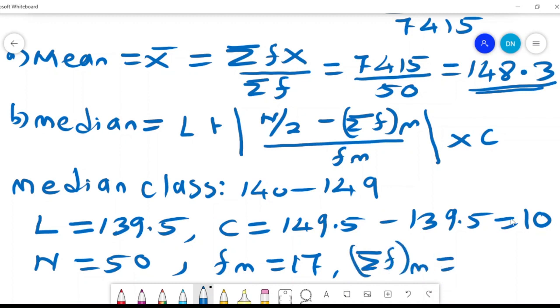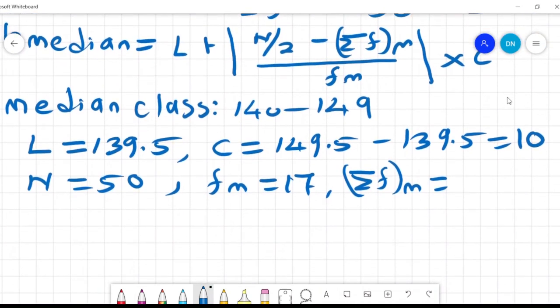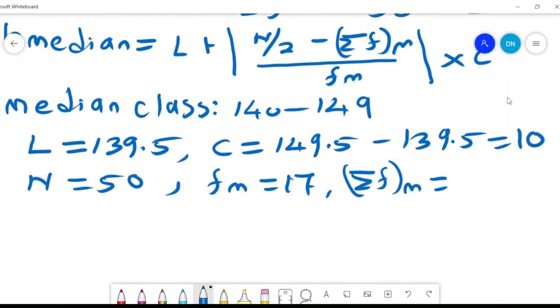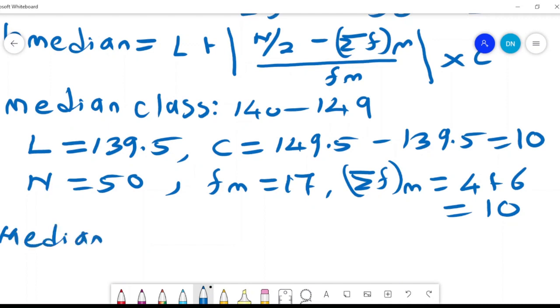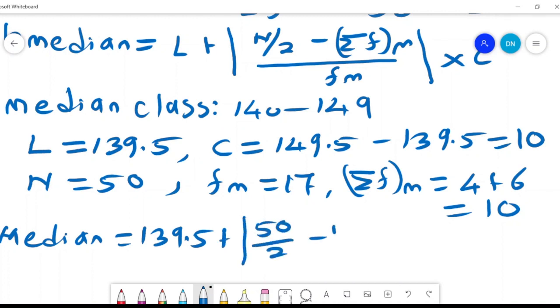What about the summation of F? This is where you sum all the frequencies lower than the median class. And so which frequencies are lower than the median class? It is 4 and 6. And so that will give me 10. So with all those values, I can get the median, which will be 139.5 plus 50 divided by 2 minus 10, over 17, then times 10 again. So those are the values that we have.